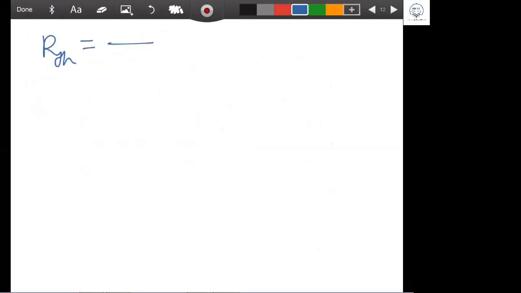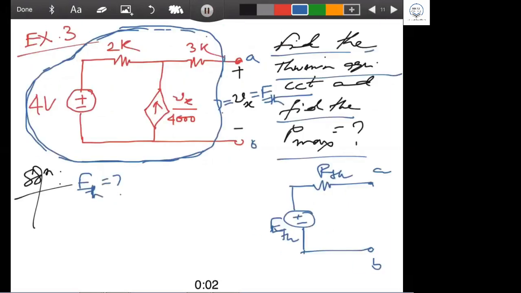What is the formula for R Thevenin? R Thevenin is V Thevenin by I Norton. Remember? So in this case, it is E Thevenin by I short circuit. We have to find it. If you know the E Thevenin, then you can go for the other part. We'll do that later. But first of all, we have to go for E Thevenin. E Thevenin means Vx, whatever Vx you get. It's the open circuit voltage.